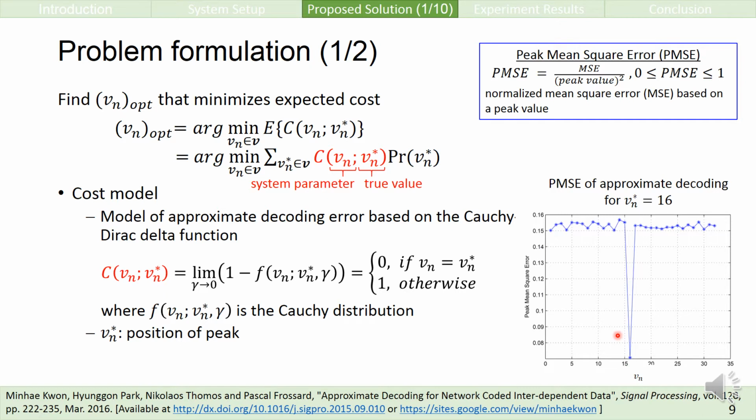This can be well captured by the Cauchy-Dirac delta function, so we designed the cost function using the Cauchy-Dirac delta function. Here, C nu(n star) means the amount of decoding error when nu(n) is used for approximate decoding if the true value is nu(n star).